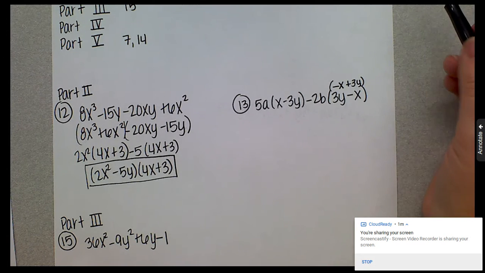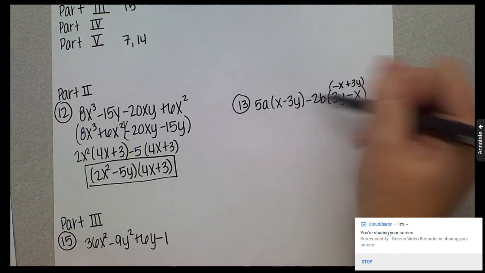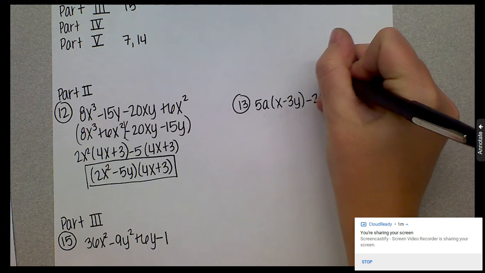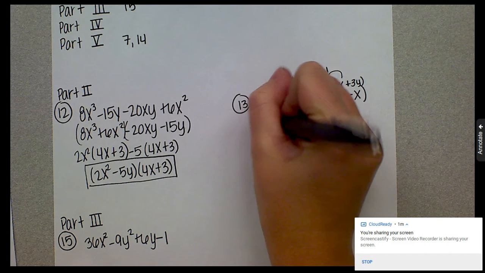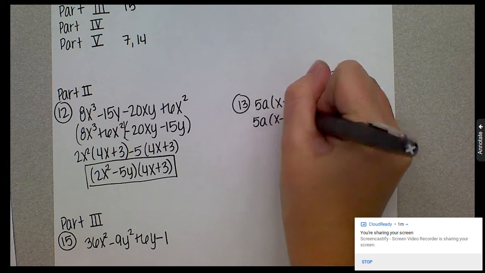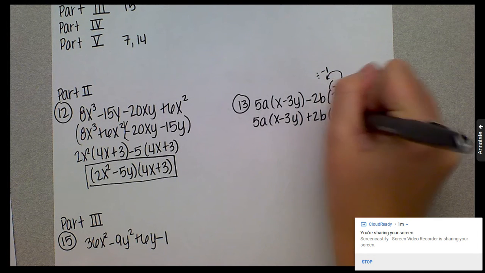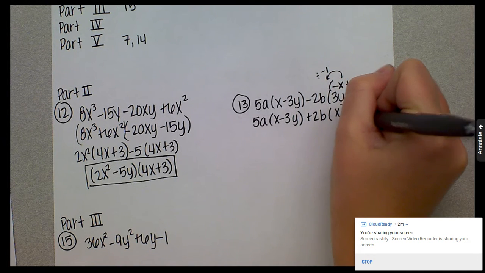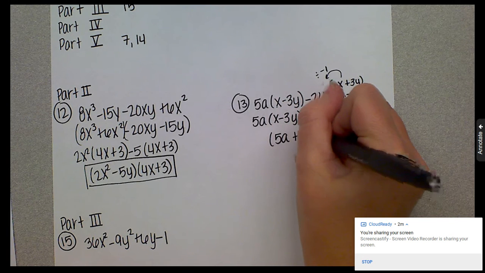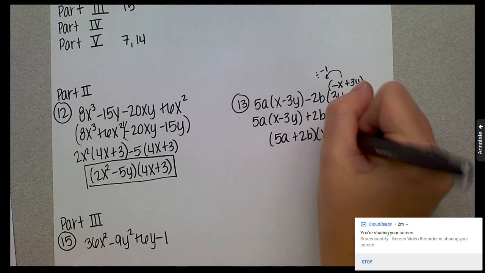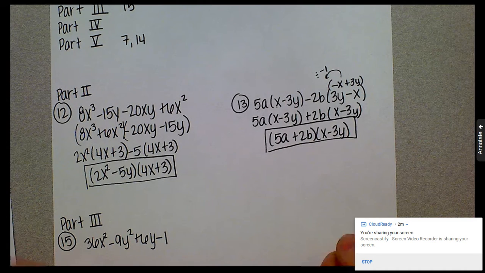So now you need those signs to be the same. So I'm going to divide out a negative 1. So I'm going to rewrite this as 5a times x minus 3y. And then if I divide out a negative 1, that would make that a plus 2b times x minus 3y. Now they match exactly. So your factored form would be 5a plus 2b, and then x minus 3y. And that would be your factored form for that one.